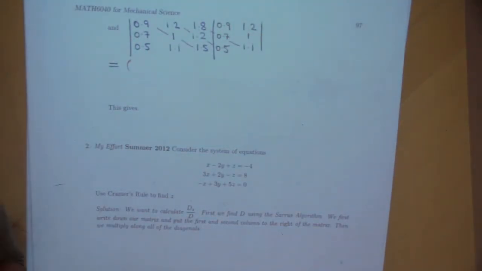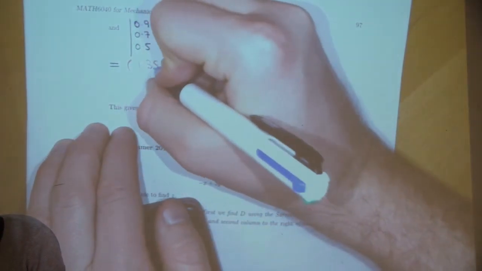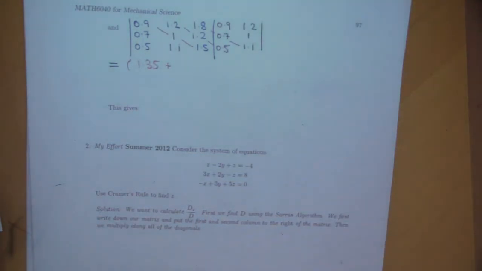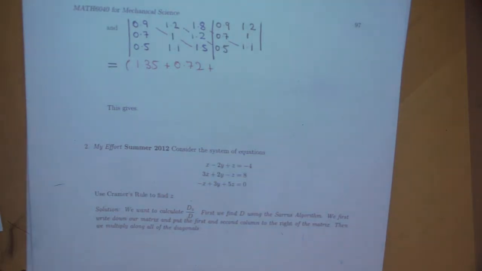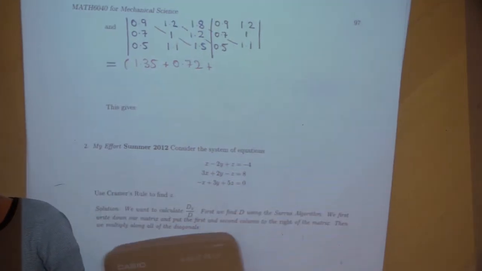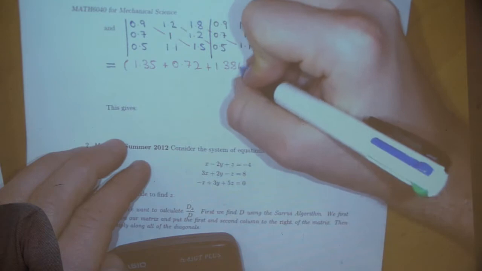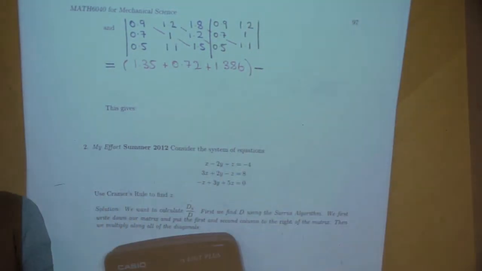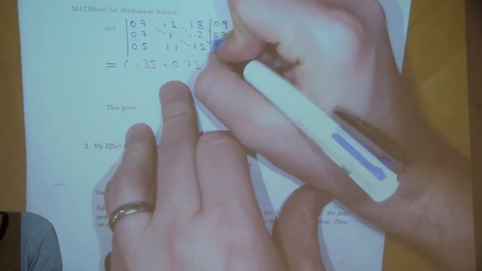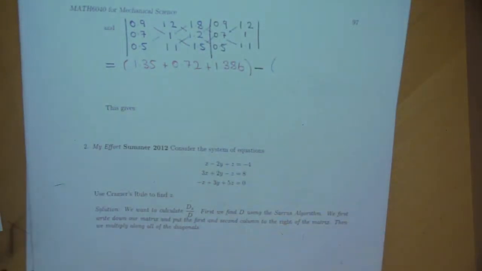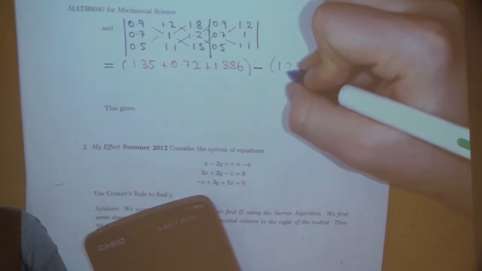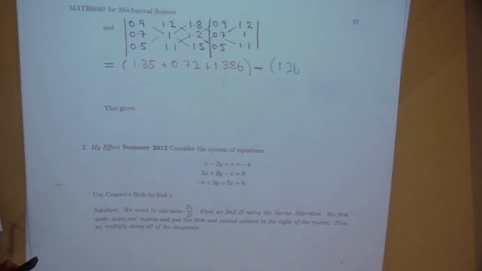equals, so right down diagonals: 0.9 by 1.5, 1.35, plus 1.2 by 1.2 by 0.5, 0.72, plus 1.8 by 0.7 by 1.1. There's no shortcuts really to calculating this, unfortunately. Take away left-hand diagonals. That by that by that, that by that by that, that by that by that. 1.2 by 0.7 by 1.5. 0.9 by 1.2 by 1.1.